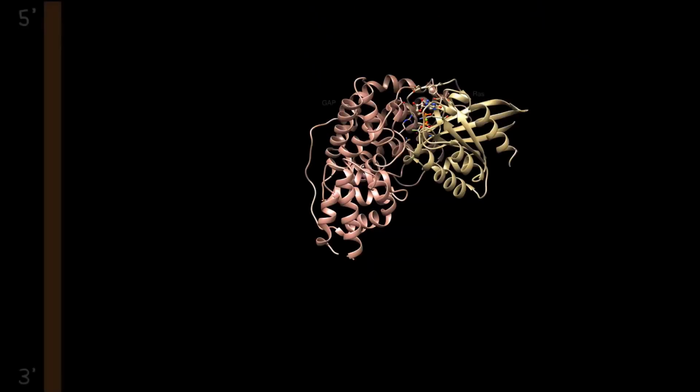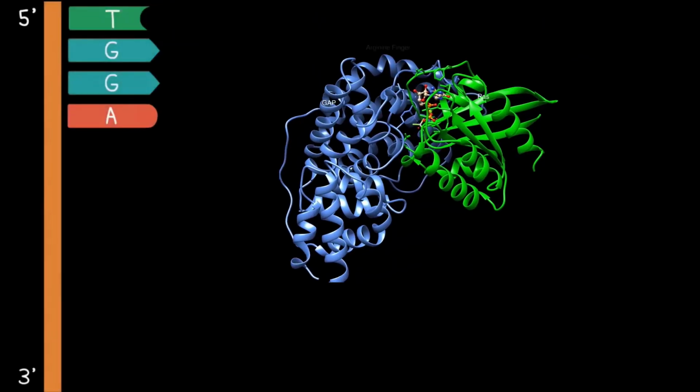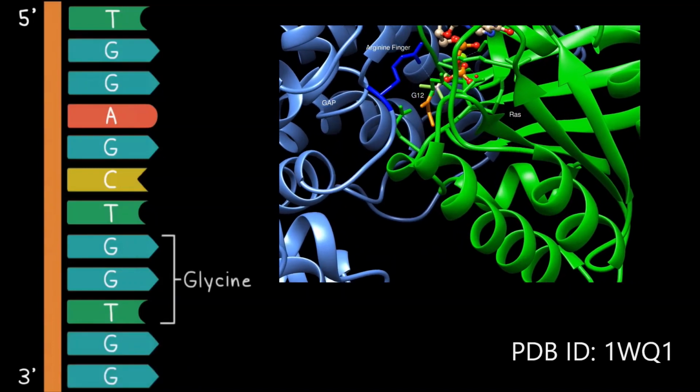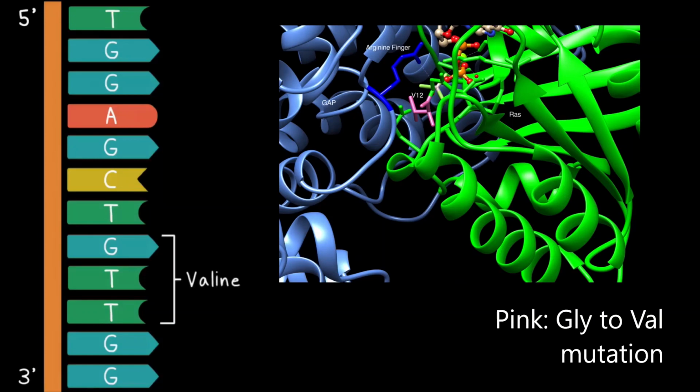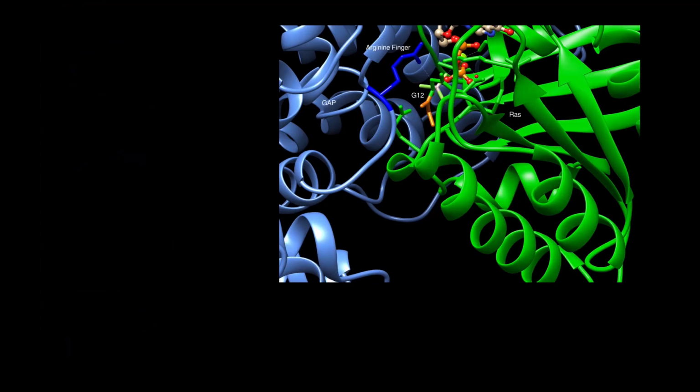This finger interacts with the alpha carbon of the G12 residue in the RAS active site to stabilize the transition state. A G12 mutation in the RAS gene will replace glycine with a bulkier amino acid and interfere with this interaction. Thus, hydrolysis is greatly slowed.